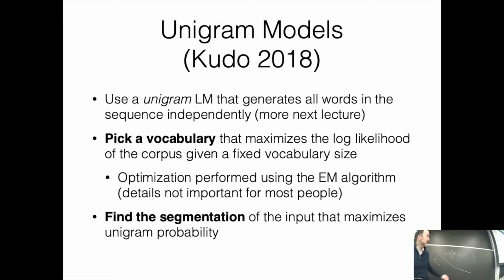And then finally, after you've picked your vocabulary and you've assigned a probability to each word in the vocabulary, you then find a segmentation of the input that maximizes the unigram probabilities. So this is basically the idea of what's going on here. I'm not going to go into a lot of detail about this because most people are just going to be users of this algorithm, so it's not super, super important.